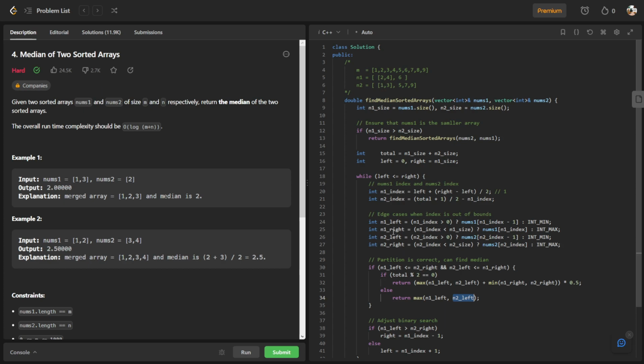Remember that the n1 left is actually from this side, basically here, and then the n1 right is basically the n1 index, which is over here. Okay, all right. Let's make another example that is not so easy, so we can show the binary search part. I'll just undo everything.